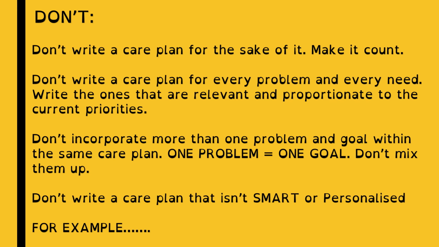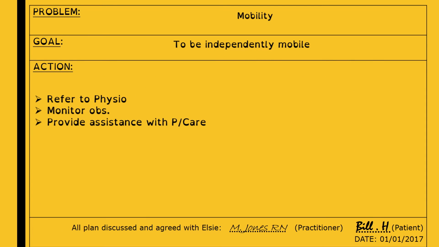Don't write a care plan that isn't smart or personalised. For example, problem, mobility. So here I have used a very generalised term. Mobility could refer to anything: arms, legs, fingers, toes, head, eyes, any part of the body that moves. Goal, to be independently mobile. That's two generalised terms. It doesn't really tell us a lot. How will we know when we have achieved that goal? Actions. Lots of abbreviated terms. Physio, OBS, P-care. Is that pressure area care or personal care?